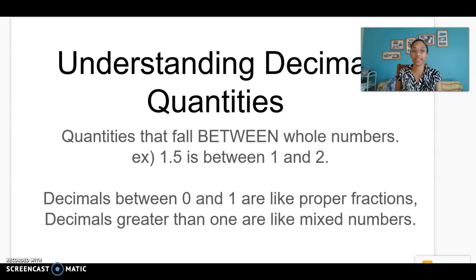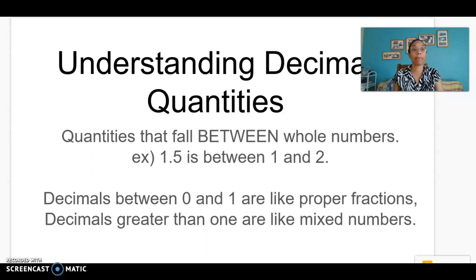Decimals are partial quantities. So we're used to counting 0, 1, 2, 3, 4. Decimals are the quantities that fall between those whole numbers. For example, 1.5 is between 1 and 2. Decimals between 0 and 1 are like proper fractions. Think of the quantity 3/10. We would represent that as a decimal as 0.3 because 3 is in the tenths place in place value. So 3/10, somewhere around here.